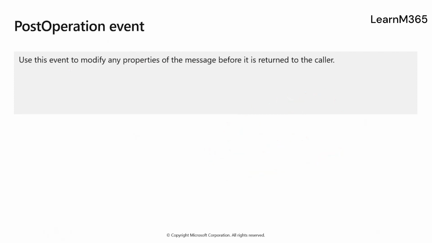Next is post-operation. Use this event to modify any properties of the message before it is returned to the caller. Make sure not to apply any updates to the corresponding table at this point, as it will be triggered after the update event. For example, any additional task which you want to perform when data is getting returned to the caller, when you want to decorate your output, then you can look for this post-operation event.